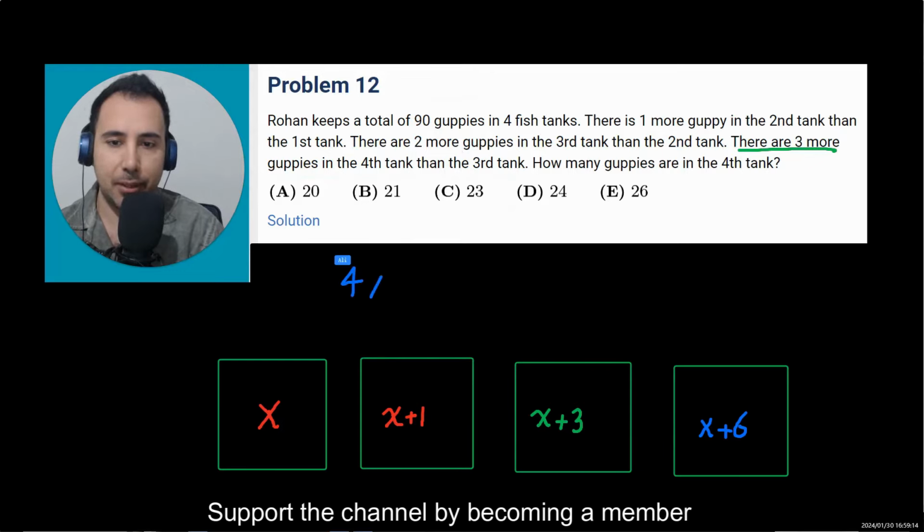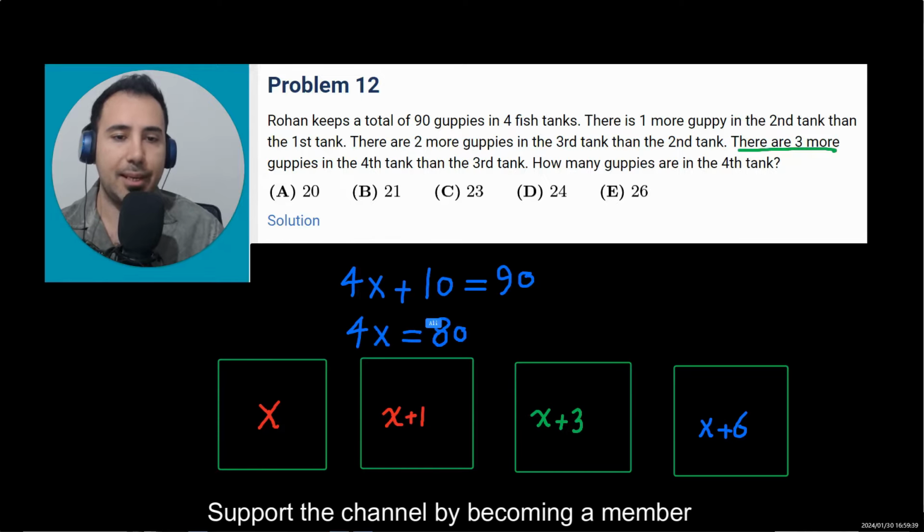So I'm going to write here 4x plus. Let's add all the numbers. 1 plus 3 is 4, plus 6 is 10. So I'm going to write here 4x plus 10 is equal to 90. So the next line will be 4x is equal to 80. Divide both sides by 4, and you will get x is equal to 20.